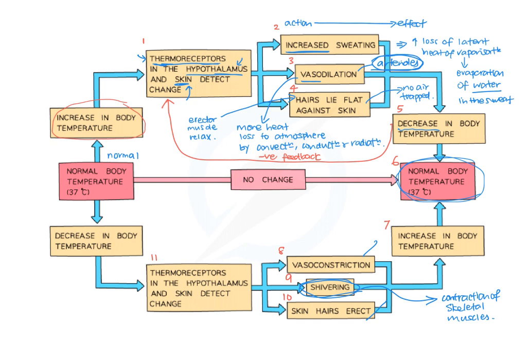Okay, there's another one, somebody else. Below, which box to which one? 7 to 11. Yes, 7 to 11. So I will tell 11, the thermoreceptor, that okay, the decrease in body temperature has been fixed. So please don't do anything anymore. All these, 2, 3, 4, 8, 9, 10, what's the name given to them? Corrective mechanism. Very good, corrective mechanism.